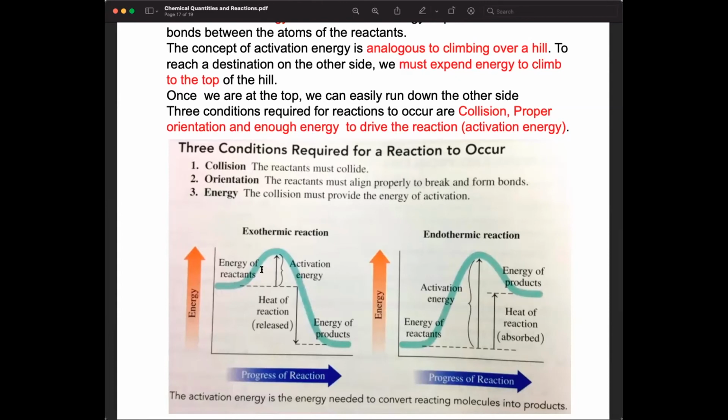So basically, 3 conditions are required for reactions to occur: collision, orientation, and enough energy to drive the reaction. Orientation means proper direction, because the bond has a direction, so it has to be oriented in the proper direction. When you say enough energy, the energy must be enough to break the bond. Otherwise, the reaction is not going to happen. So these are 3 important parameters that you need to know.